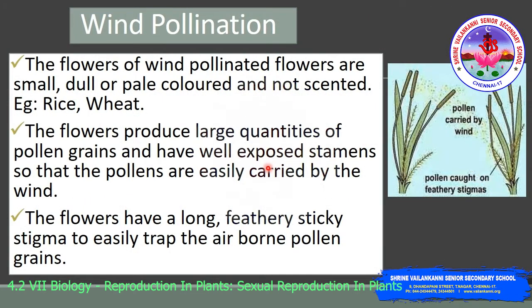The next agent of pollination is wind. Wind-pollinated flowers are usually small, dull or pale colored and not scented. Examples are the flowers of rice and wheat. The flowers produce large quantities of pollen grains and also they have well exposed stamens so that the pollen is easily carried away by the wind. The flowers have a long and feathery stigma to easily trap the airborne pollen grains.